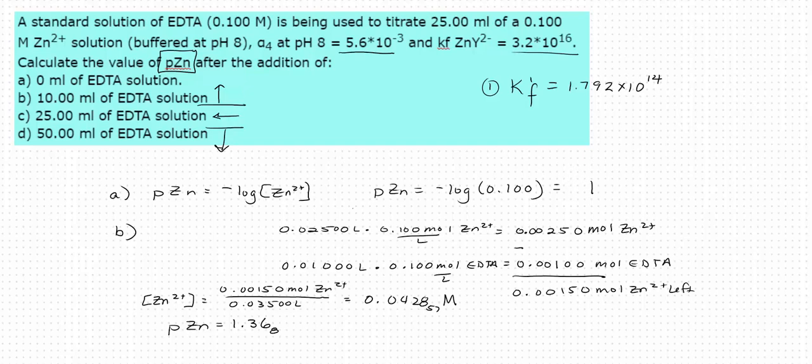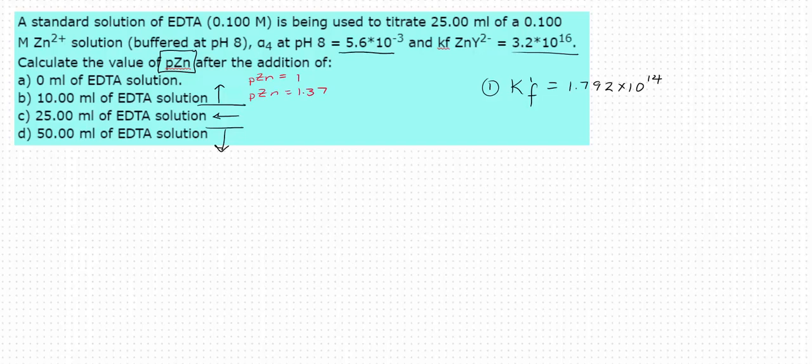So before any EDTA is added, the pZn is 1. When 10 milliliters of EDTA are added, the pZn is 1.36. I'm going to round that to 1.37. So now at the equivalence point, we have more calculations to do. At the equivalence point, which we had learned initially was going to be our equivalence volume, what we have is an equilibrium. So we have our zinc reacting with EDTA.